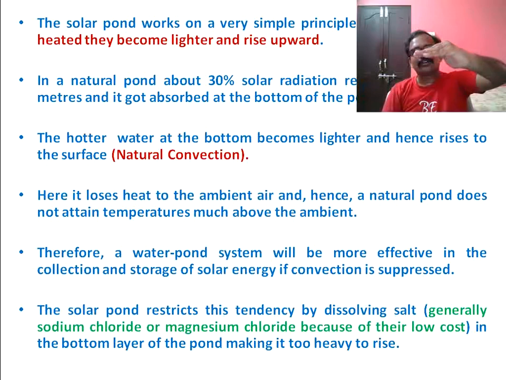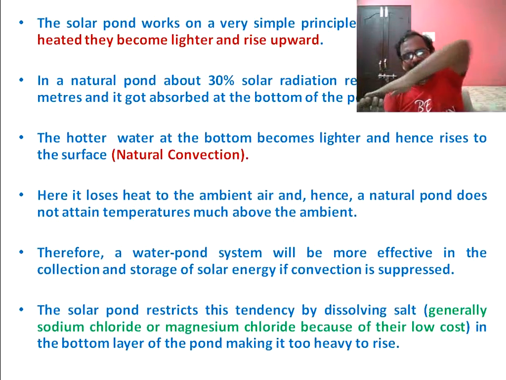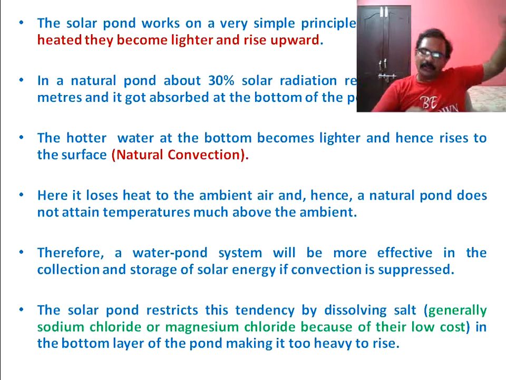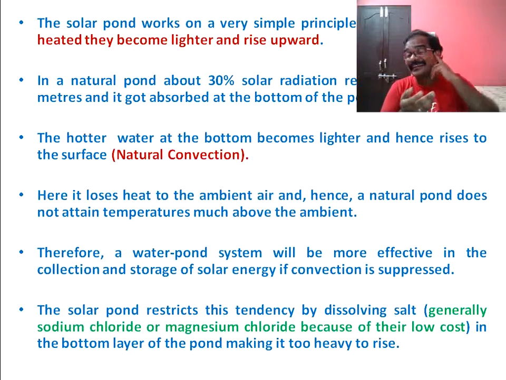Once the hot water reaches the top, heat always flows from high temperature to low temperature. For example, say it is at 50 degrees centigrade, but the surroundings are at a temperature of 25 degrees centigrade. Now it starts passing the heat from the hot water to the surroundings until equilibrium is reached. That is the reason it always loses heat to the environment, and the natural pond never attains a temperature more than the ambient temperature. Ambient means the natural temperature existing at that point of time.